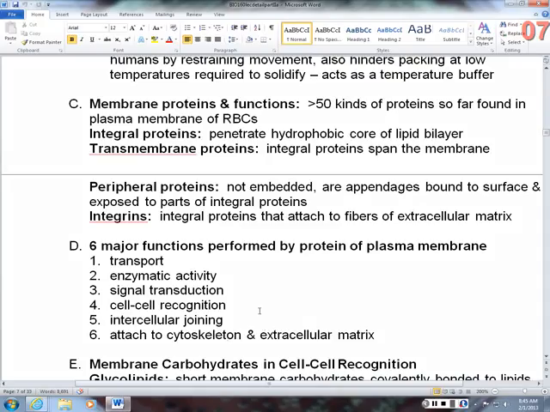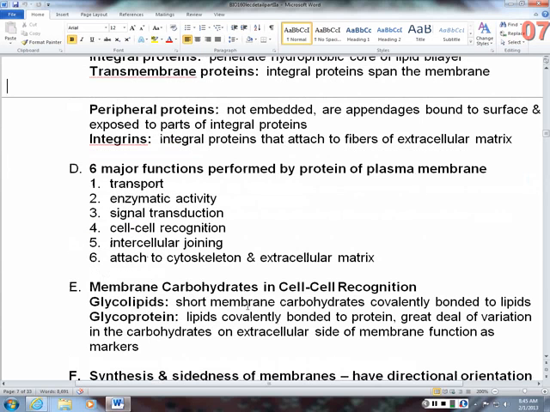So there's six major functions that the proteins of the plasma membranes do. They're going to transport things. So when you want to move things in and out of cells, not everything is able to cross through this. A lot of stuff is not. The proteins provide a place where things can get in and out of the cell. They can be involved with enzyme activity in there. So if you're a prokaryotic cell, you're really relying on enzymes in here because you don't have structures inside your cell to do that. They can help facilitate other chemical reactions.